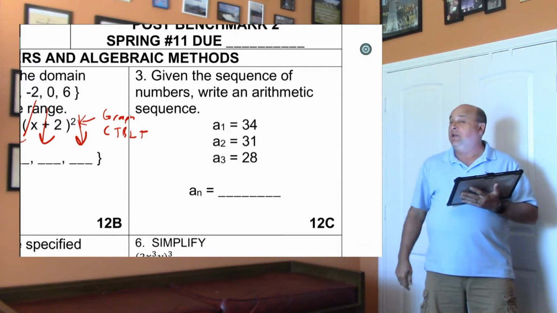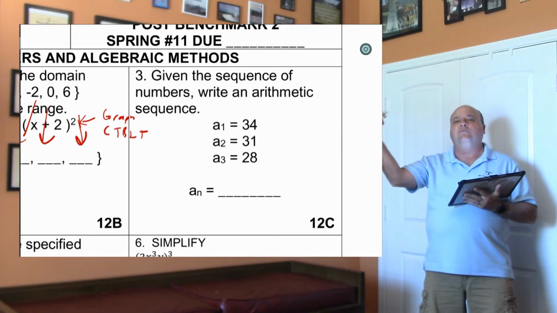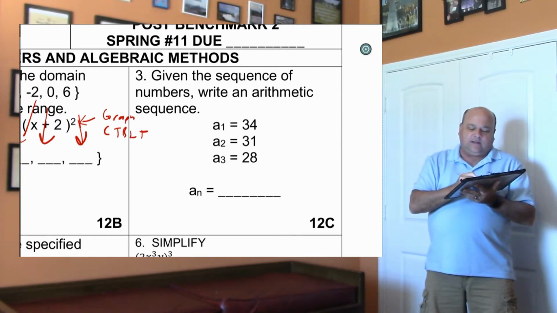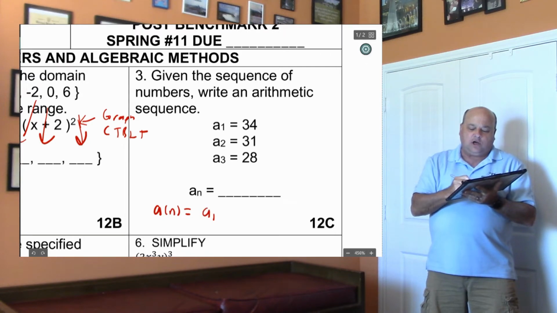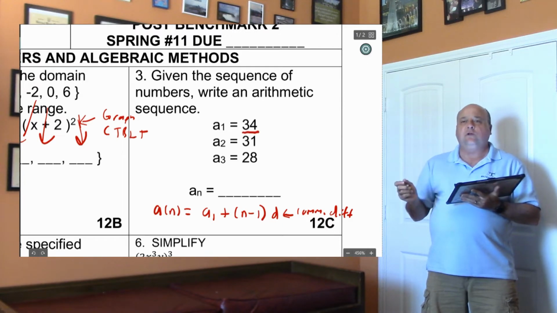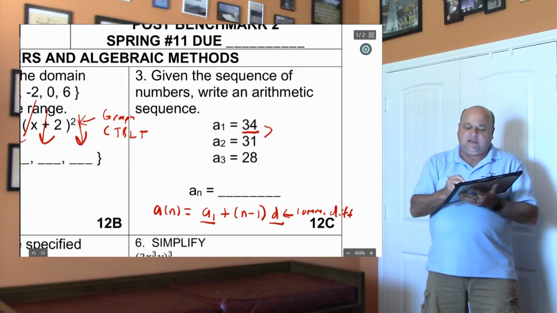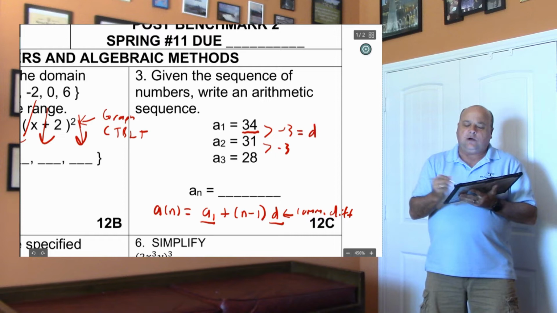Number 3, a sequence. We're going to do this, I believe, Wednesday and Thursday this week. A sequence is when you write it from the first term. So the way you write this is you write down a sub n equals the first term plus n minus 1 times the common difference. Our first term is 34, and that's going to go right here. And then the common difference, d: these are going down by 3.